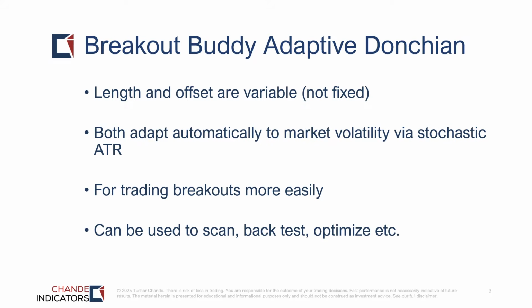So the Breakout Buddy is an adaptive Donchian channel. There are two variables, length and offset, which are not fixed as they would be in the traditional Donchian channel, and both adapt automatically to market volatility using the stochastic adaptive true range. The purpose is to make the trading of breakouts more convenient and more effective, and we can use it to scan, to backtest, to optimize, and so forth.